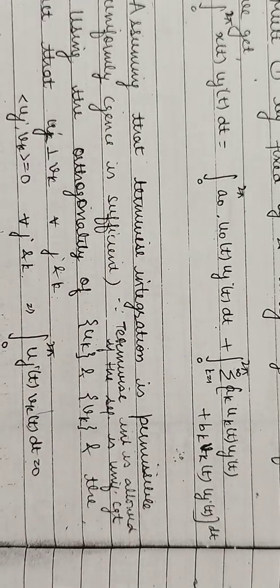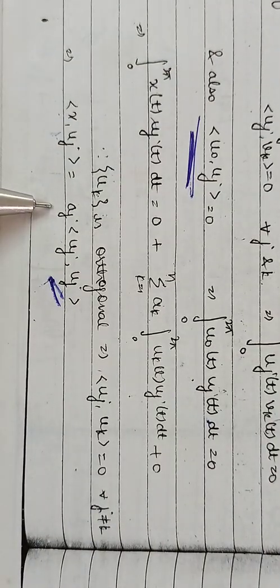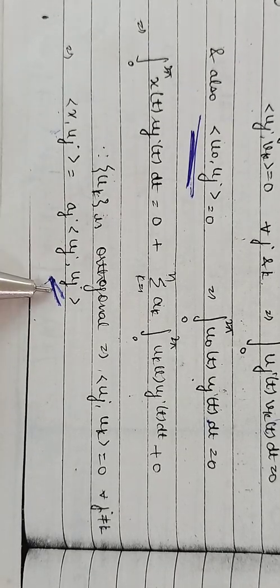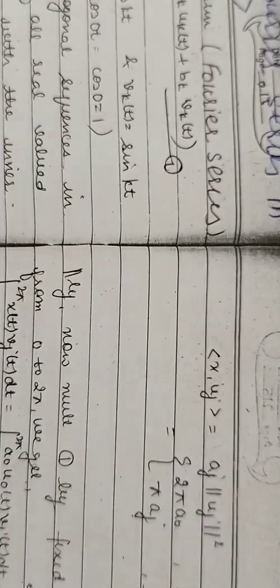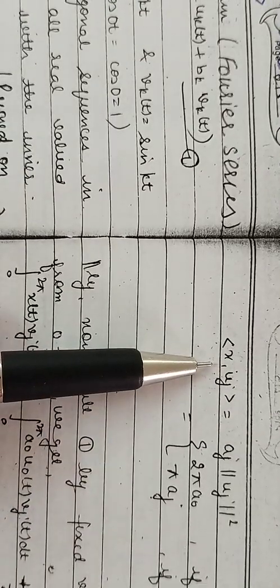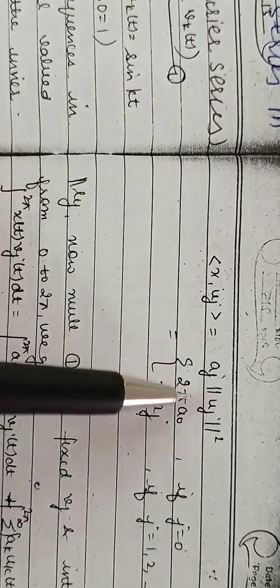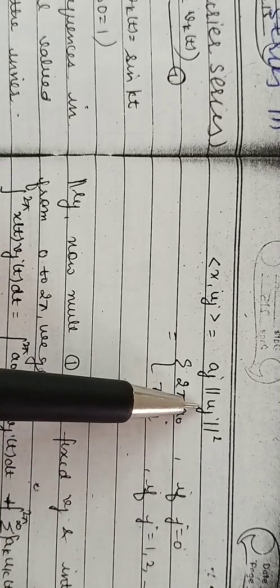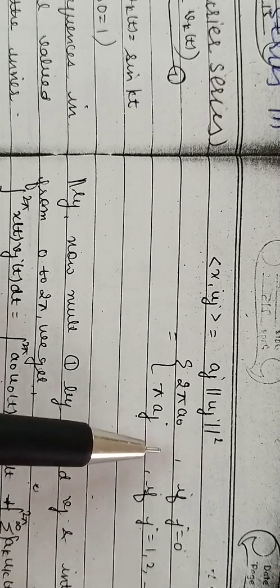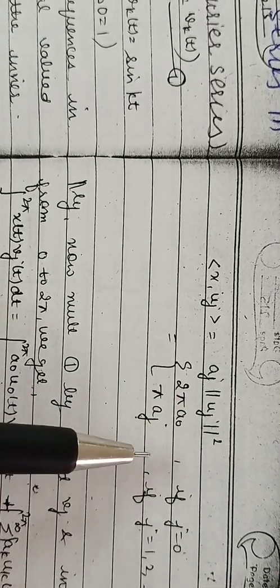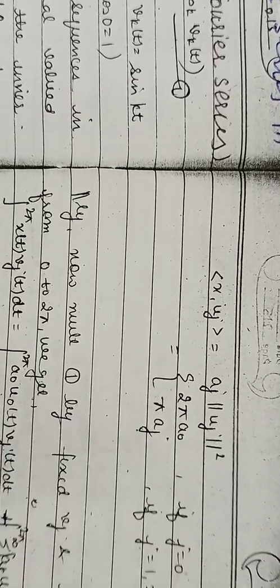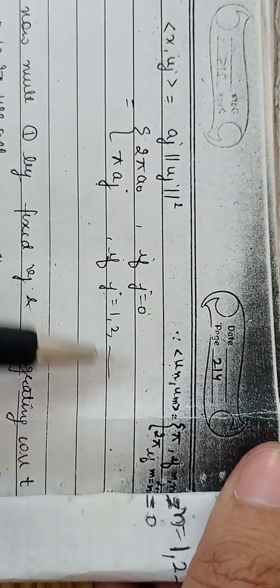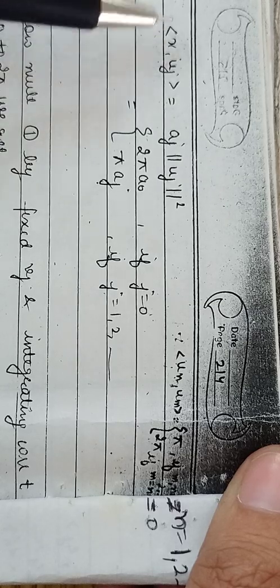Substituting the values, the inner product of x with u_j is equal to a_j times the inner product of u_j with u_j, which is the norm square of u_j. If j is 0, this becomes the norm square of u_0, which has the value 1. Because u_n is an orthogonal sequence, for nonzero j the value is 2 pi. So substituting the value here, we get the inner product of x with u_j.